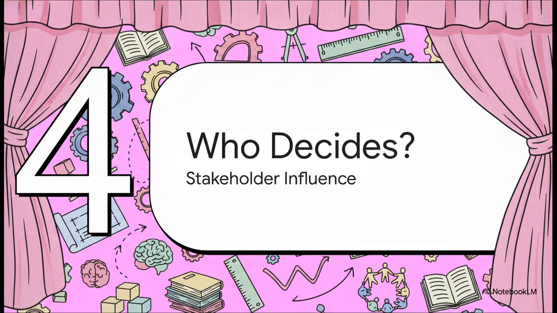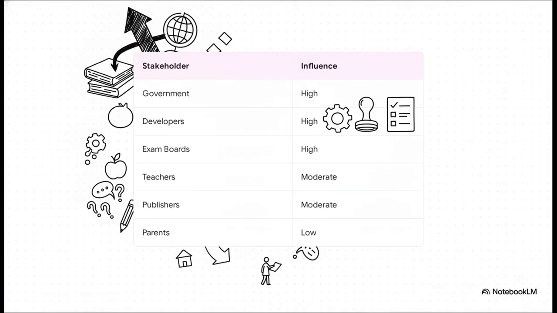Which leads us to our final part, Section 4, Who Decides What We Learn? It is absolutely fascinating to look at the varied levels of influence different groups have on curriculum development. You might assume everyone in a school system has an equal say, but the data reveals a rigid, undeniable hierarchy of power, ranging from very high influence down to surprisingly low influence.